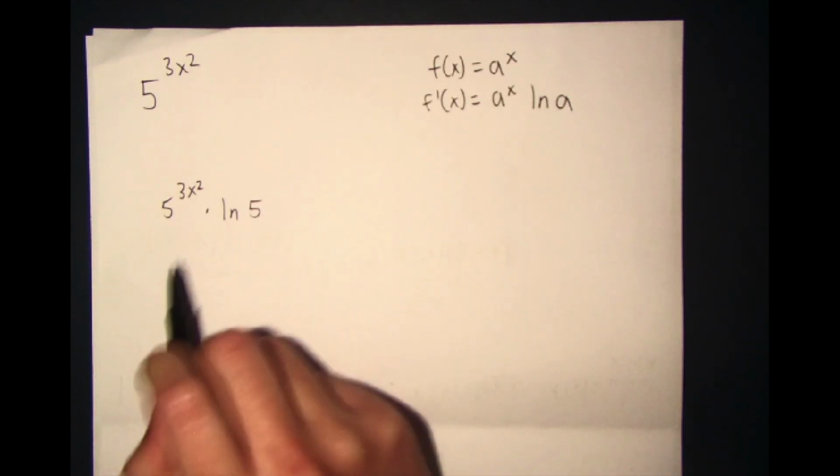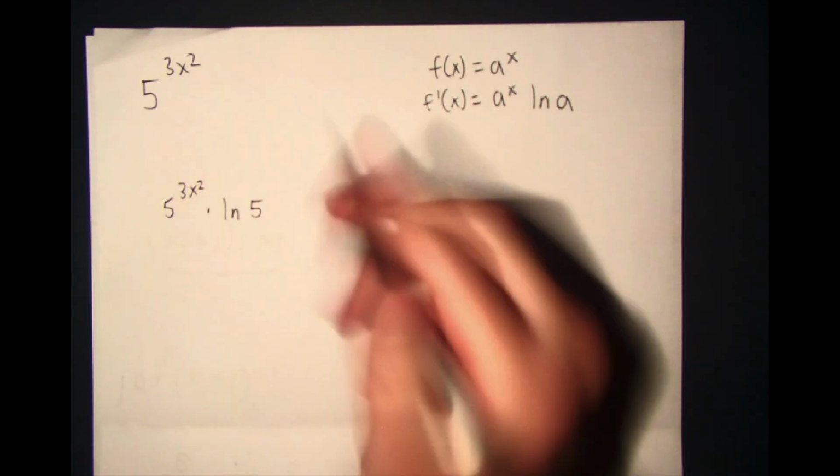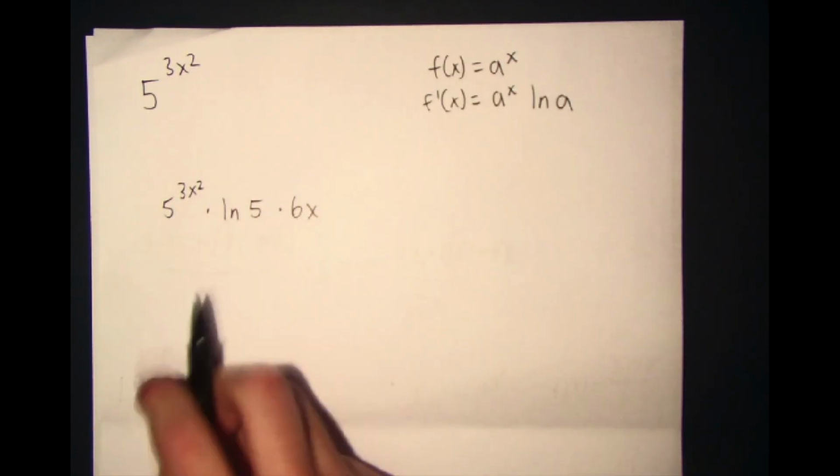And remember, you're going to have to multiply it by the derivative of the inner function. So using the power rule, this becomes 6x. And that would be your derivative.